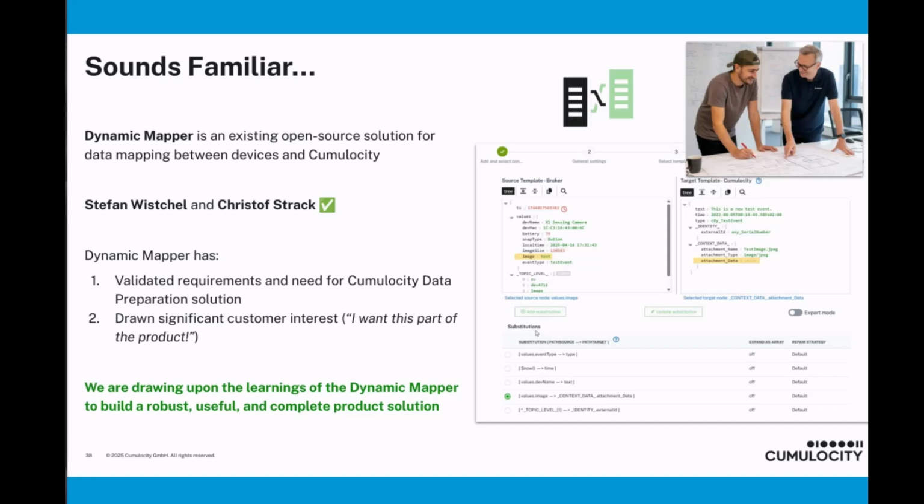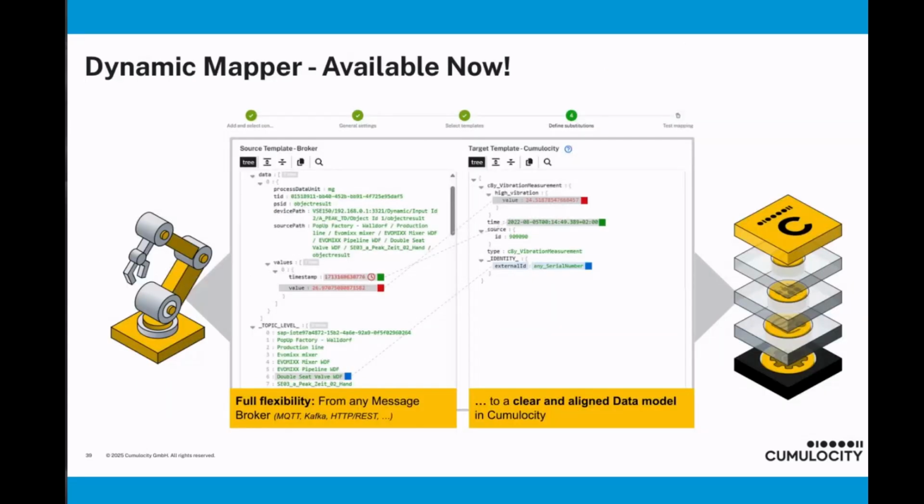We also know that the Dynamic Mapper is of incredible value to a lot of customers. I have a quote here that says, "I want this as part of the product." So we know such a data preparation or data mapping solution would be very important to ship alongside the standard Cumulocity set of products. And that's why we're investing the R&D efforts now into developing a new component that'll sit within Cumulocity. We're really taking the learnings of the Dynamic Mapper and applying those as we build out this solution.